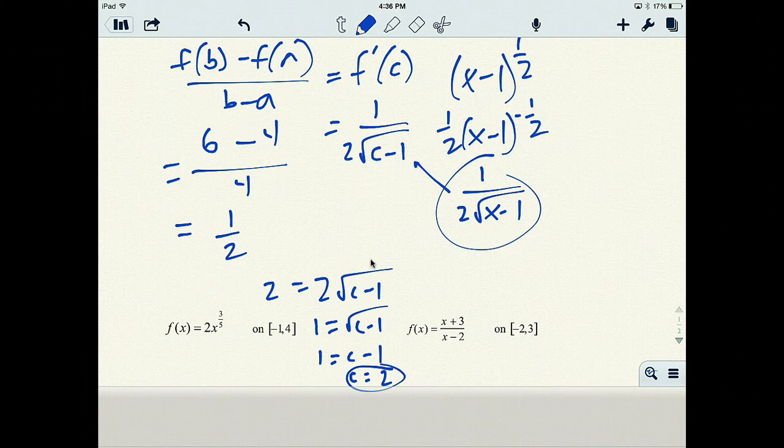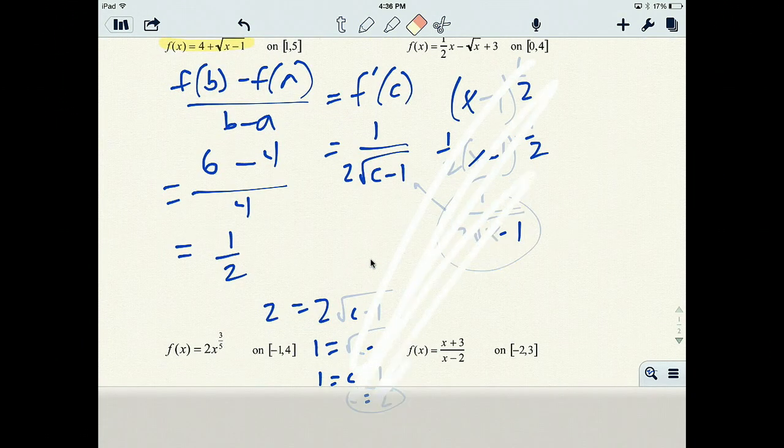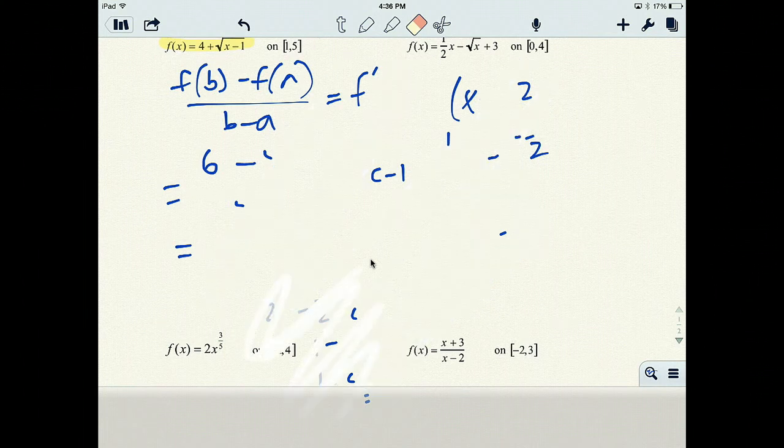So what I just found is a point in the interval, 2, that has the exact same slope, 1/2, as the whole interval. Okay. We're just going to do one more, so you kind of get the point. I'm going to erase this real quick. Sorry. Now, this particular problem, same thing.